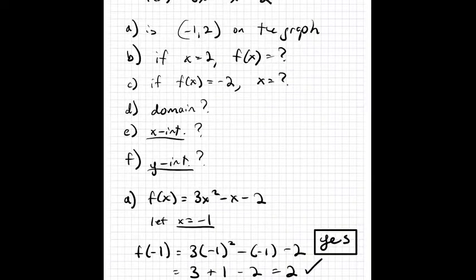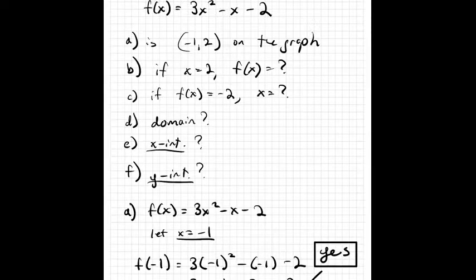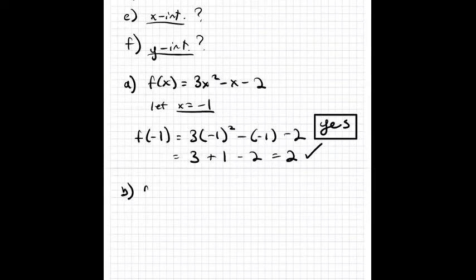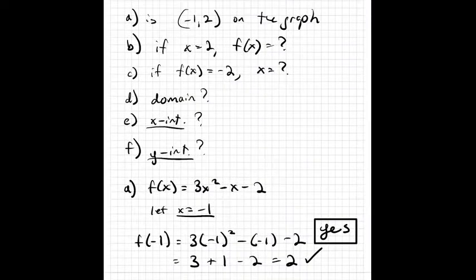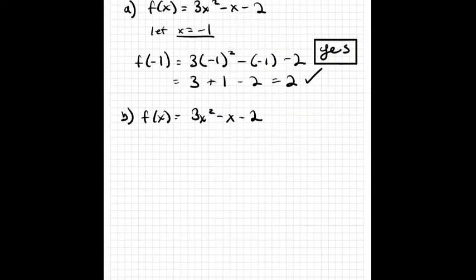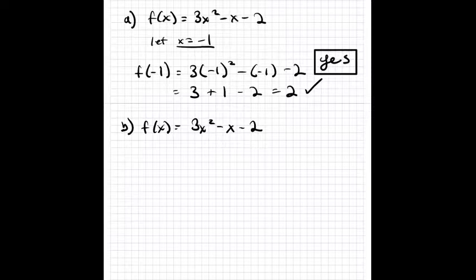Okay, let me get a copy of this. So again, the function is 3x squared minus x minus 2. And then question B asks, if x equals 2, then what's f of x? So we're asked to evaluate f of 2. Whenever we're doing these substitutions, my recommendation is to first replace each x with a blank set of parentheses.